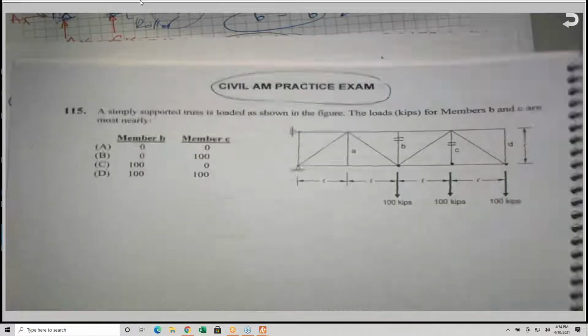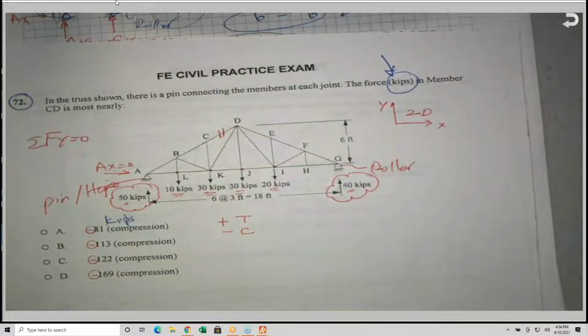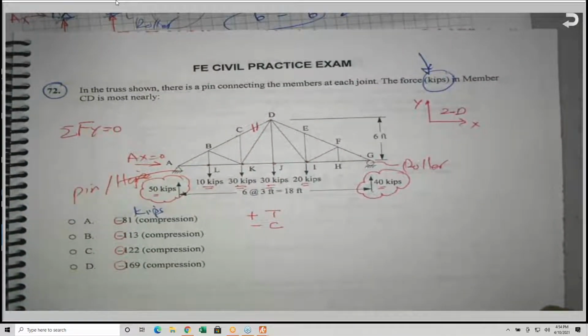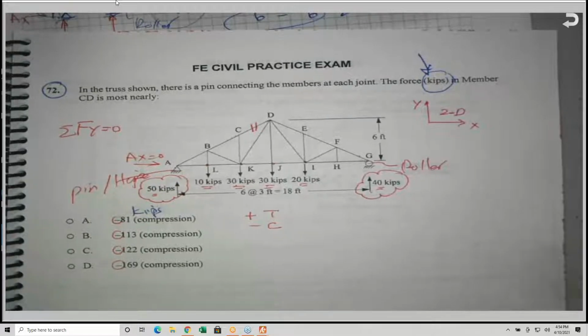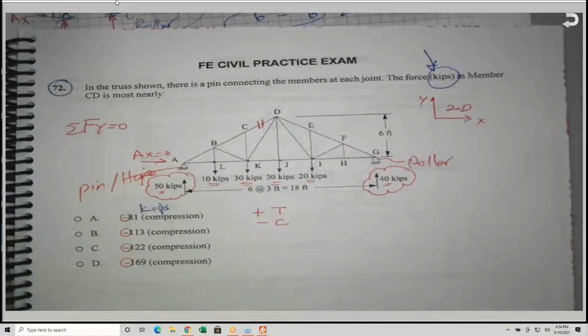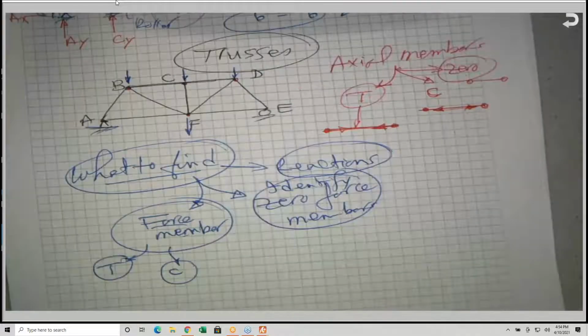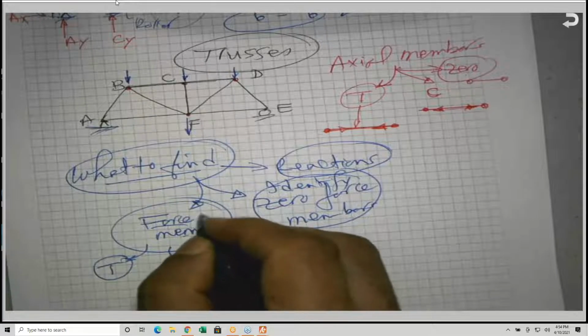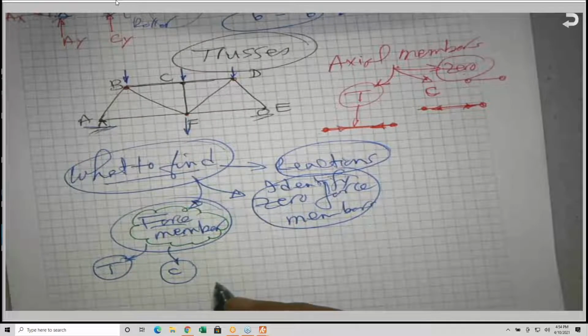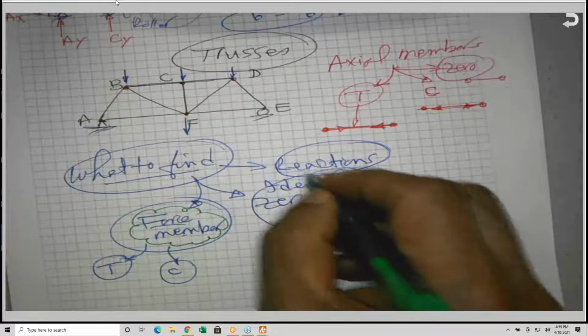Whatever you learn right now in the FE is going to be very helpful and useful for the PE. It doesn't matter what changes they make in the future for the PE, trusses will still be part of the exam. So going back to how we are going to do that: how can we find the force in a member? How can we identify a zero force member?